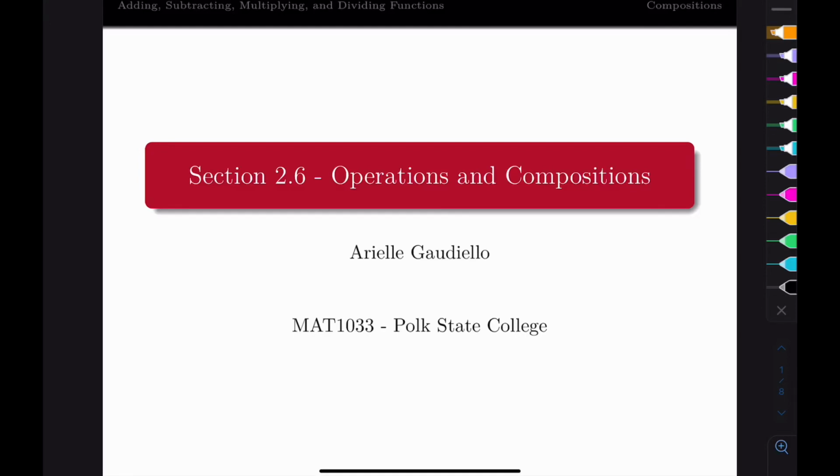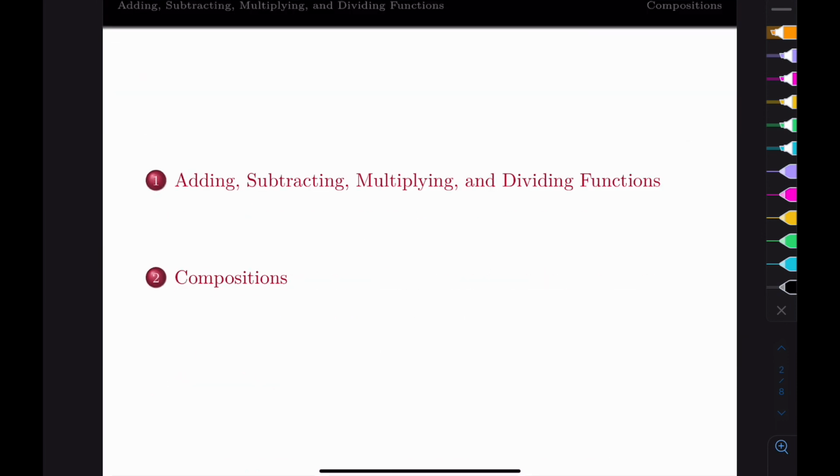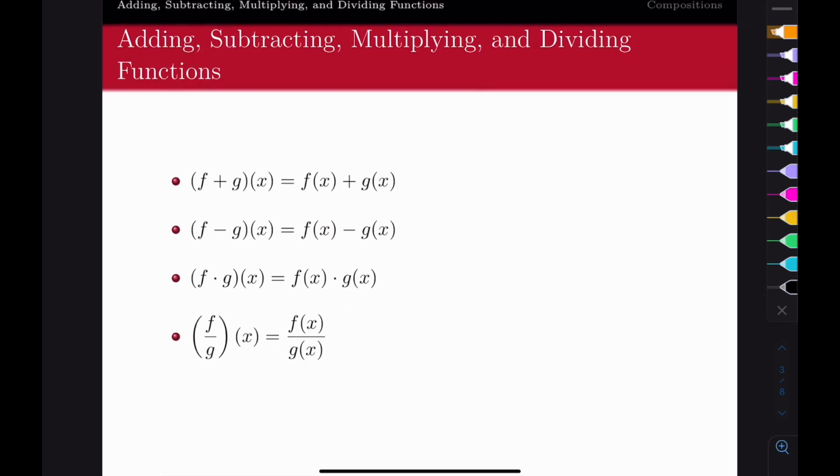For this next section, we're going to be going through 2.6, which is about operations and compositions. So we're going to do a couple different things. Really, it's kind of just about ways we can combine functions. So the first thing we're going to talk about is just our basic math operations: adding, subtracting, multiplying, and dividing functions. And then the second thing we're going to discuss is composition, which is basically where one function gets plugged into another.